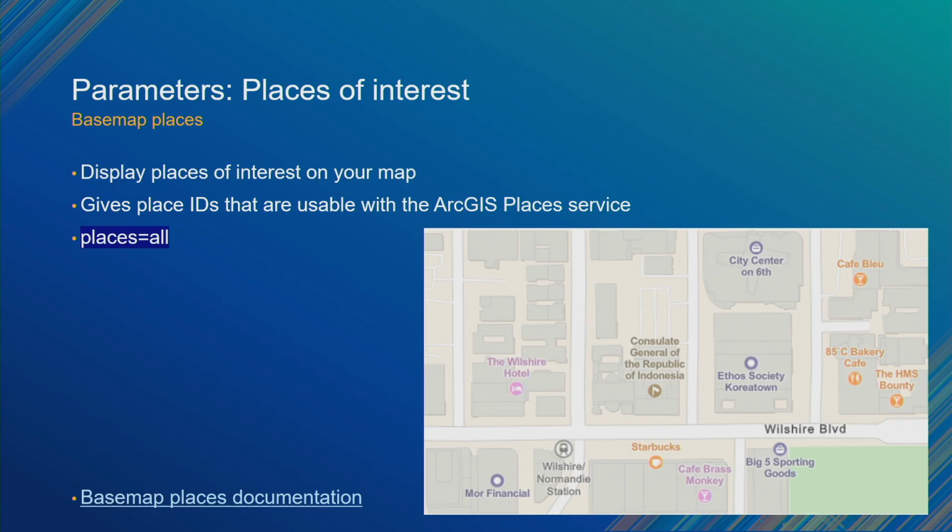When you use the places parameter, you're also able to obtain a unique place identifier for each place. You can use that place ID to make follow-up requests to the places service to get more information about them. So it's really useful if you're building a detailed places app, but also good if you just want to add more geographic context to your map. Maybe you see other businesses nearby.